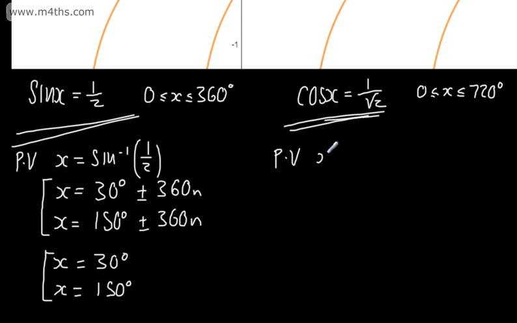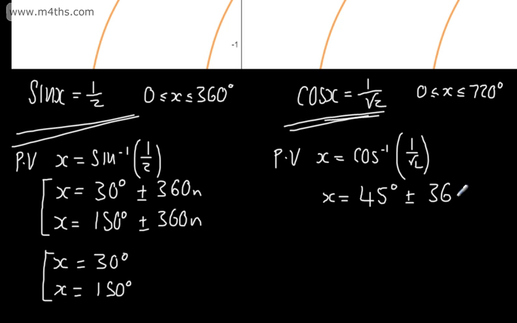The principal value, x, is going to be equal to the inverse cosine of positive 1 over root 2. So we can say that x is going to be equal to 45 degrees plus or minus multiples now of 360 degrees. So x is going to be equal to 360 minus this value, which is 315 degrees, plus or minus 360n.